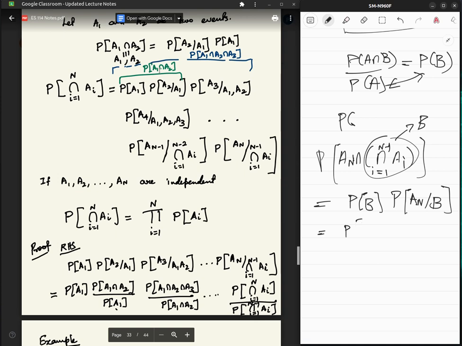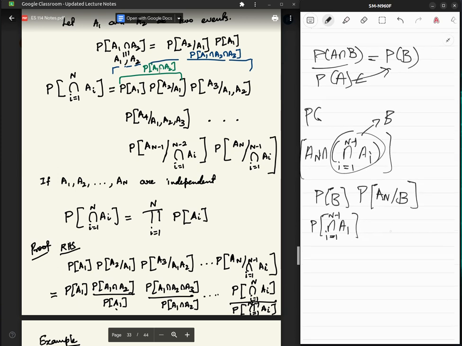So this is the probability of the intersection from 1 to n minus 1 of Ai. So you have reduced this. And what about this probability? We didn't actually help in any way. You have this in the denominator, that's not very useful. Yeah, this is not very useful, is it? No.